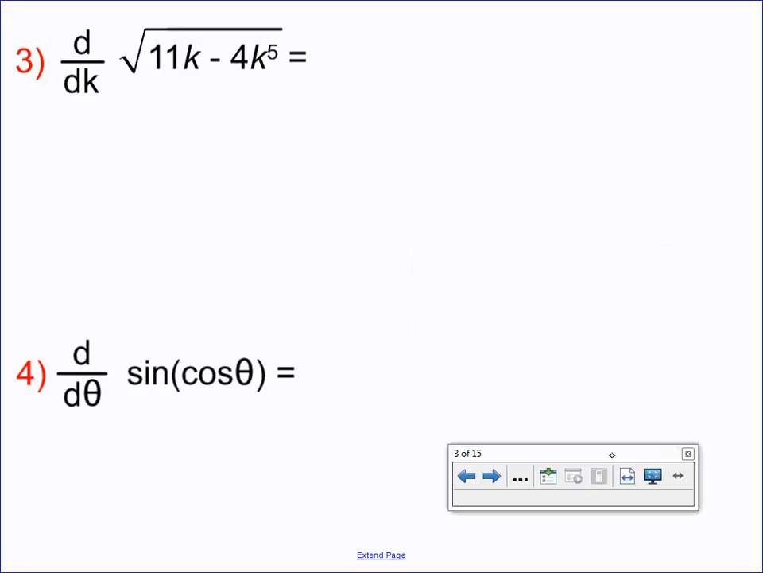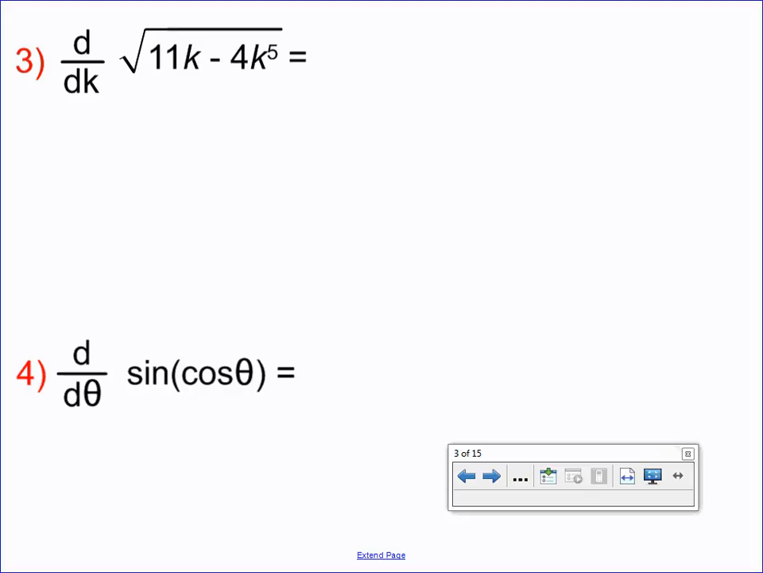So the derivative with respect to k, I believe that it's easiest to rewrite this first before doing my differentiation. And so overall, is this a radical function or a polynomial function? Michaela? Radical. I would agree. Radical would be my overall function, my outer function. So when I go to differentiate this, I want to rewrite that radical function in power format so that I can utilize my power rule.